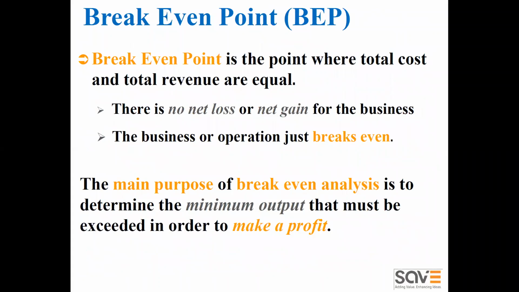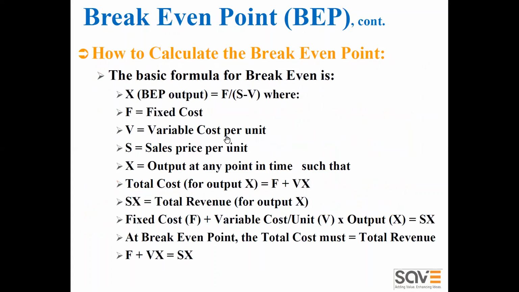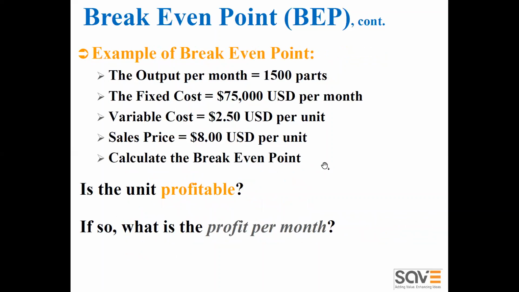Break-even point is the point where there is no profit or loss. The main purpose of the break-even analysis is to determine the minimum output that must be exceeded in order to make a profit. So you have the fixed cost, variable cost, sales output, where total cost is nothing but fixed cost plus variable cost into the output, and at the break-even point you normally get the total cost equal to that of total revenue. Break-even point in terms of output is basically the ratio between fixed cost and sales price minus variable cost. This is one example.